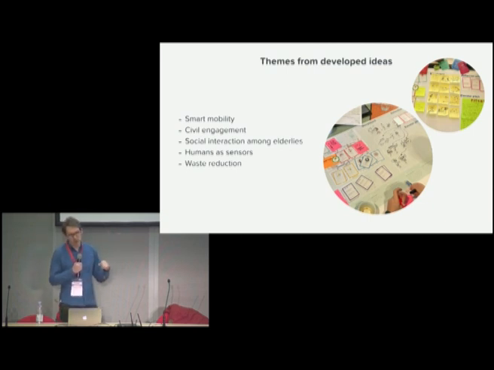Social interaction among elderlies, this is another category that we provide to our participants as a persona. And then lately, humans and sensors, so how we can exploit the information that comes from humans to make them a kind of sensor in the city, and to allow them to feed this information to others, both humans and systems.